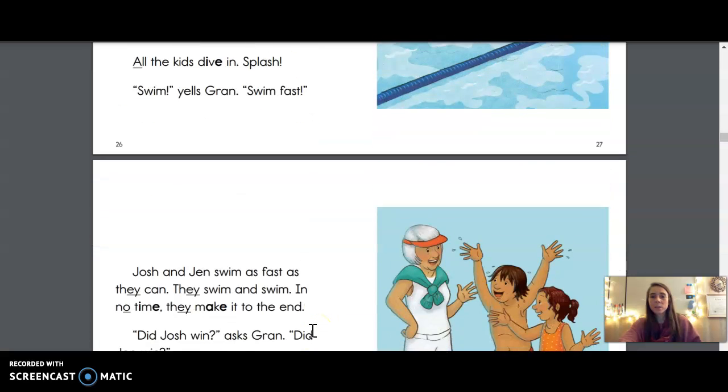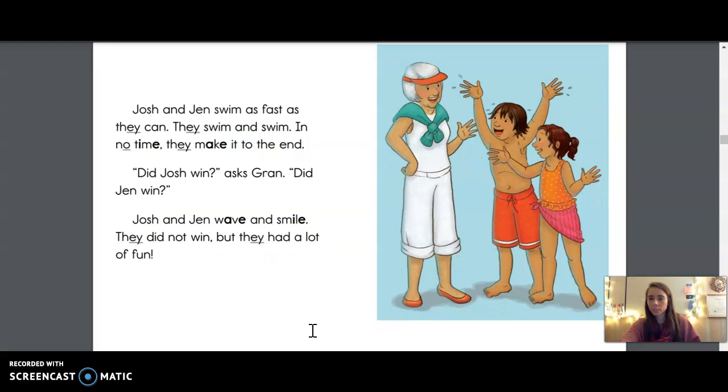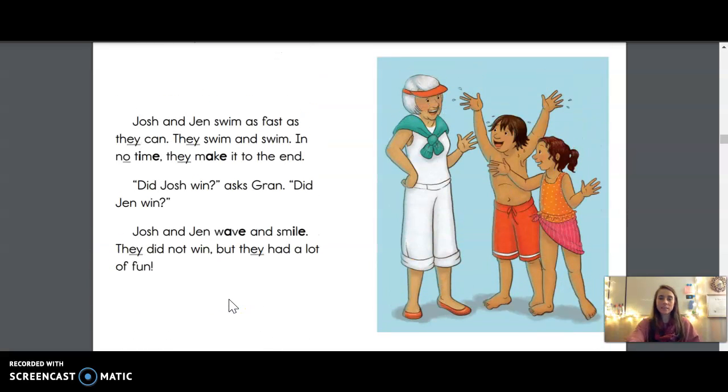She's excited for her grandkids to do good at the swim meet. Josh and Jen swim as fast as they can. They swim and swim. In no time, they make it to the end. Did Josh win? Asks Gran. Did Jen win? Josh and Jen wave and smile. They did not win, but they had a lot of fun.